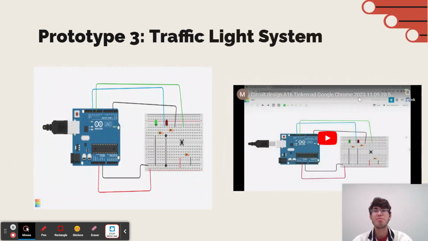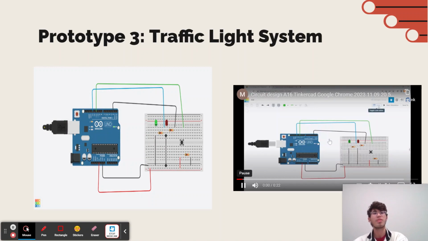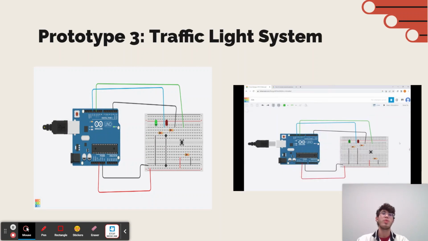For prototype 3, we created a traffic light system. As shown in the video, there will be a green light on at the beginning. However, when a pedestrian wants to cross, all he needs to do is press the button. So the red light is going to flash on, while the green light is going to turn off. After a few seconds, as you can see, the red light is going to turn off and the green light is going to turn on again.